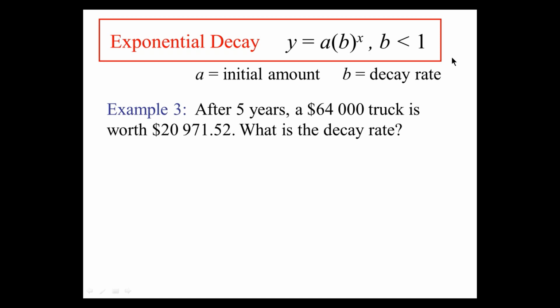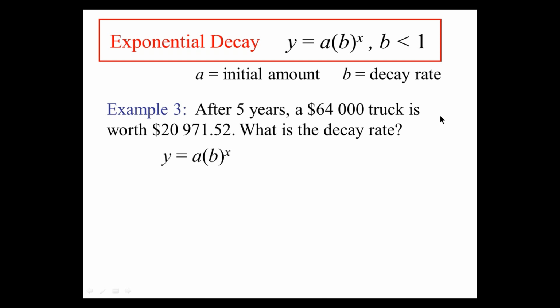After 5 years, a $64,000 truck is worth just $20,971.52. So initially, it was originally worth $64,000, but as the years go by, the truck rusts and its value decays, and it decays to $20,971.52. What is the decay rate? In other words, the decay rate is the b value, the base of the exponential function.